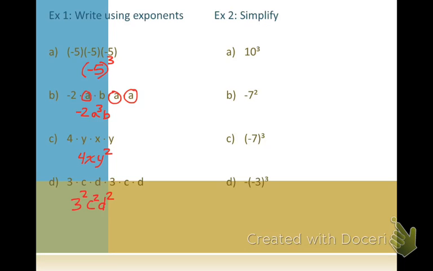Alright, simplify. Simplify means find the answer. Okay, so I'm going to write out where 10 cubed means 10 times 10 times 10. And I'm going to start with the first 2 numbers. So 10 times 10 is 100, times 10. That's how I do it. And that will be 1,000.